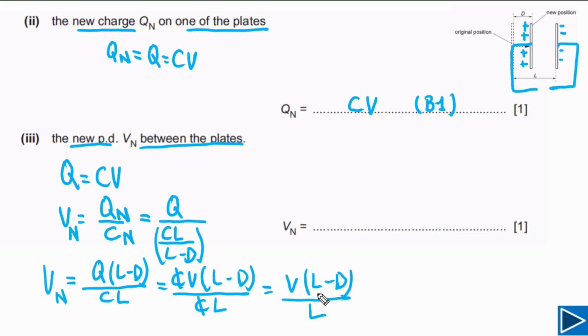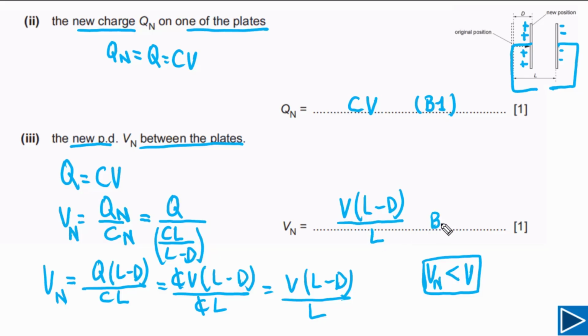So you can see here in this case Vn has been decreased. So the new value of V is less than the initial value of V. So Vn is lower than V in this case. And that's all we have to write down for this question. So if we simply write down Vn is equal to V times L minus D divided by L, we will get 1 mark, and this is B mark.